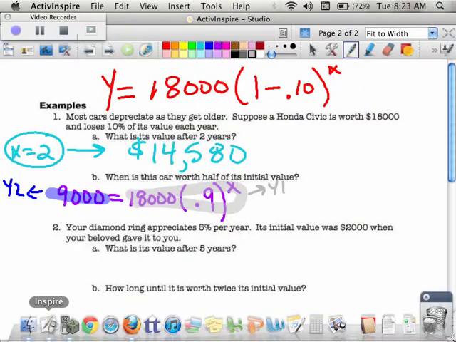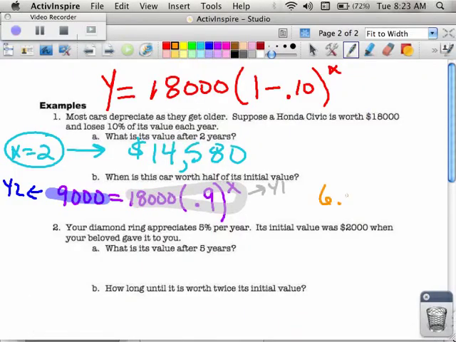So this turns out to be 6.58 years. Now if I had to go to the nearest year, I would say 7. So after 7 years, I believe that my car is going to be worth half of its value.